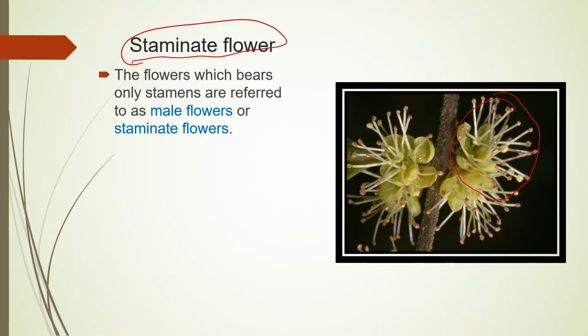Generally, we all know that most of the flowers are bisexual in nature. That is, they have both the male and the female parts in each flower. But this is a special type of flower. Many plants have only male flowers, so they are called staminate flowers.